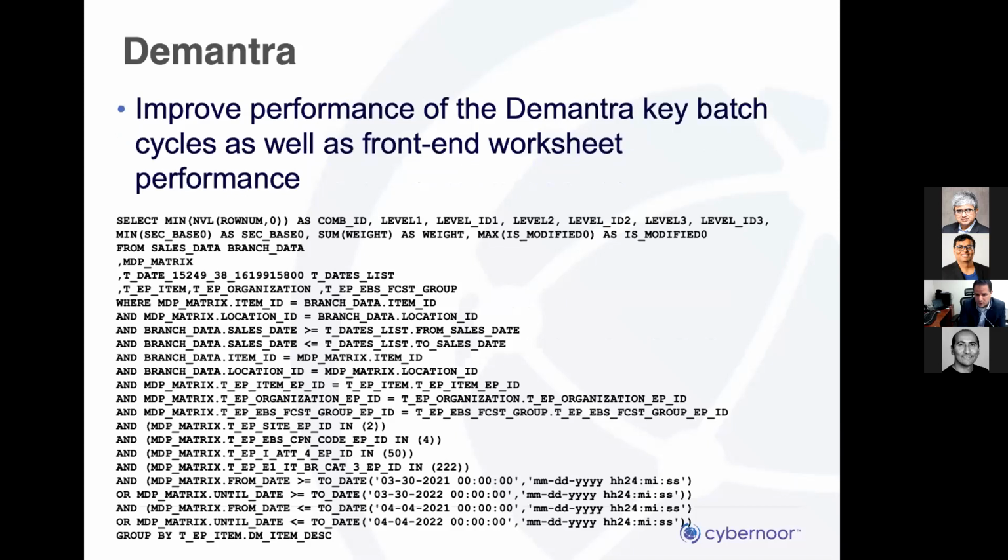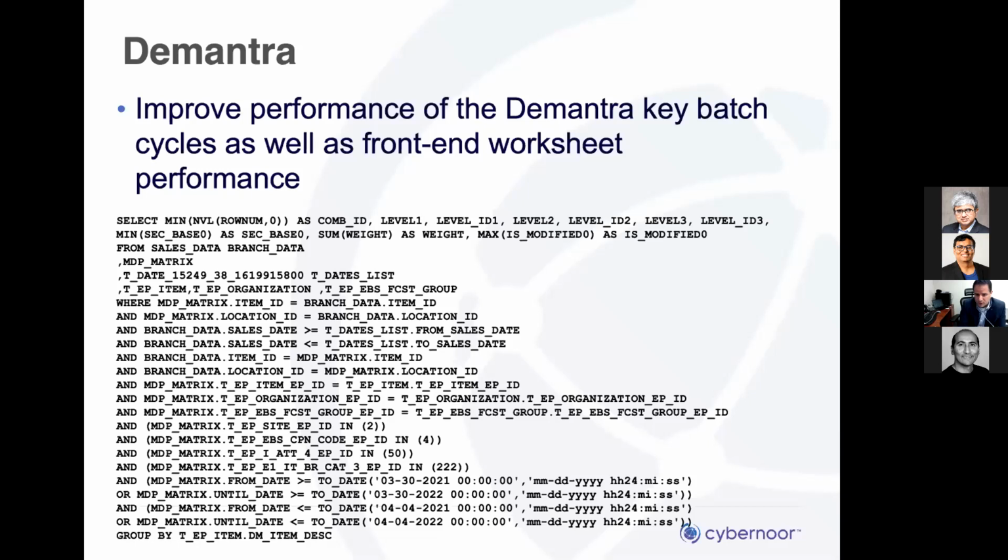So typically, this is what a worksheet query would look like. And how the Demantra app works is when you log in, it loads the worksheet. Then you select, for example, a date range that you want to look at, like this week's data or this month's data. And so what Demantra does is it creates temporary tables on the fly.